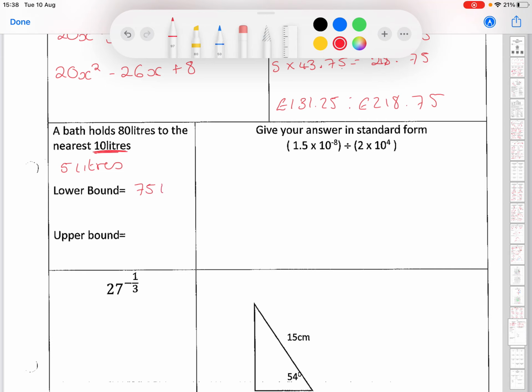For our lower bound, we're going to subtract it. So we do 80, take away 5 to get 75 litres. And our upper bound, we're going to add it on. So we've got 85 litres. So that bath could hold anywhere between 75 and 85 litres.